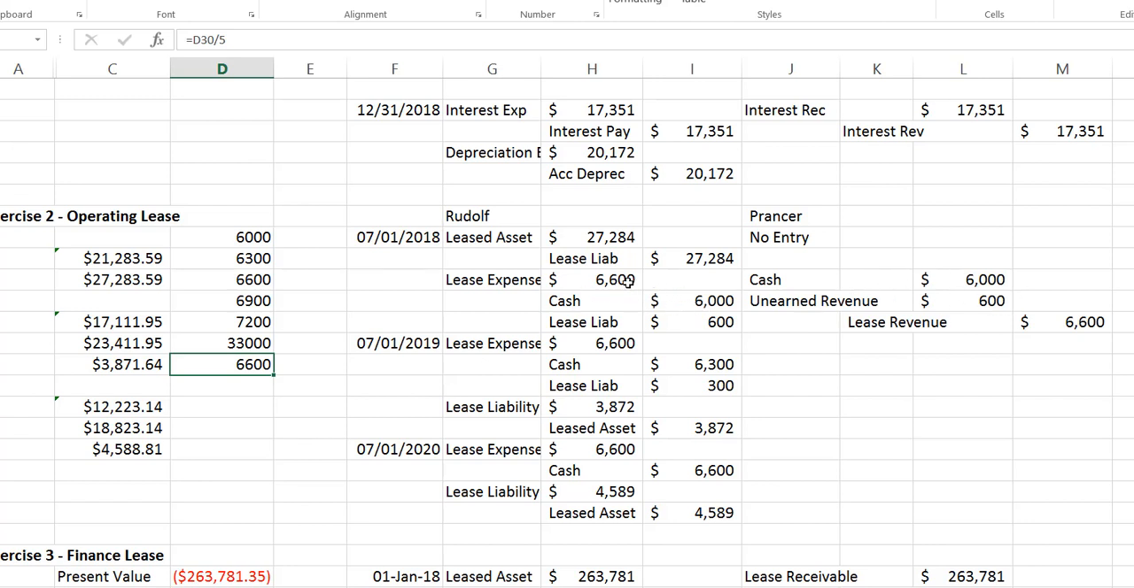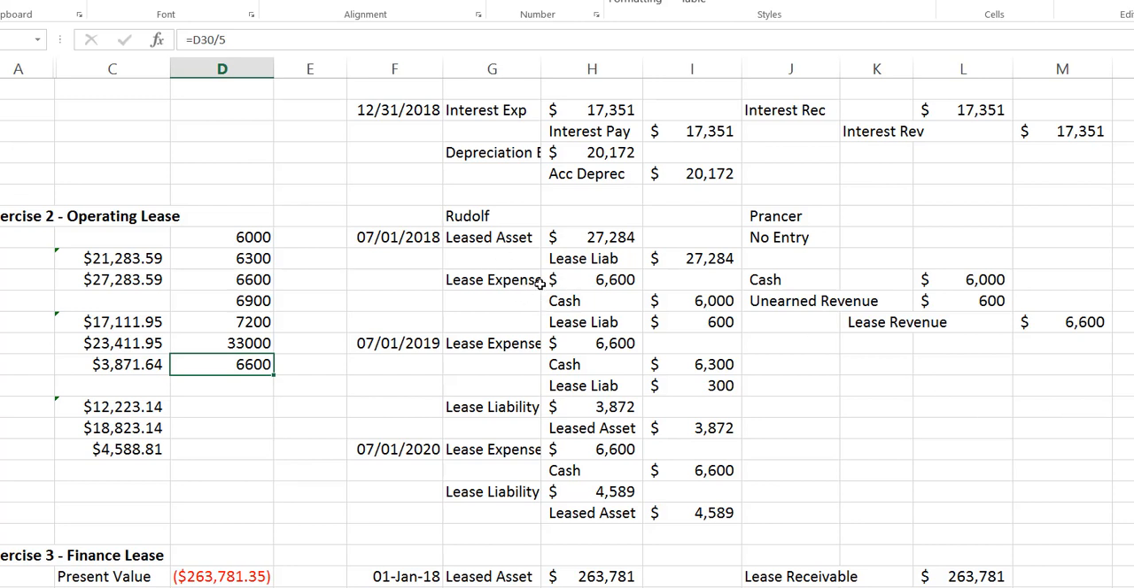And so as you go through this journal entry, lease revenue of 6,600 is going to be each payment, and then you're going to debit cash for the amount of cash received, and unearned revenue is going to be the difference. And then once you are paying more than the 6,600, you're going to credit unearned revenue to make the journal entry balance.